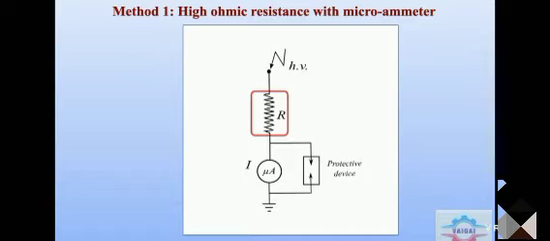A protective device like a paper gap, a neon glow tube or a Zener diode with a suitable series resistance is connected across the meter. See the diagram. It is a protection against high voltage in case the series resistance R fails or flashes over. This is the protection device.